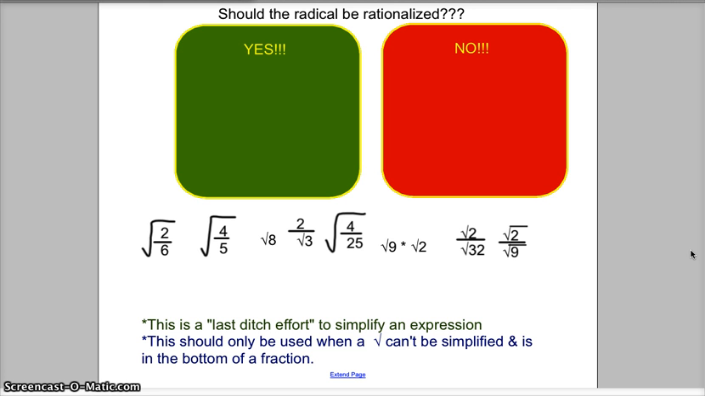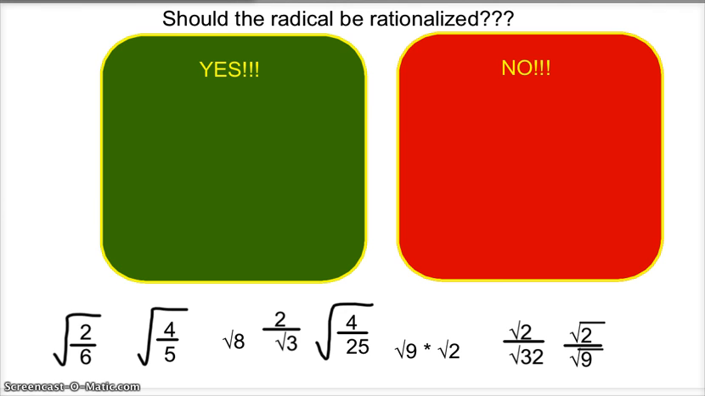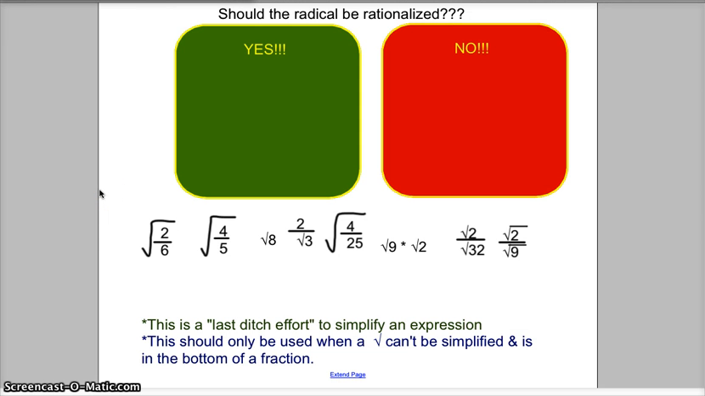So I want to deal with first, should it be rationalized? I have several problems down below in categories yes and no. You rationalize when nothing else can be done. So looking at the first problem, I'm going to simplify this. I know that the fraction 2 over 6 is the same as 1/3.